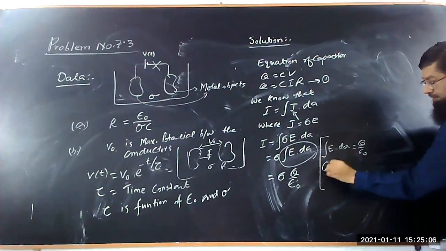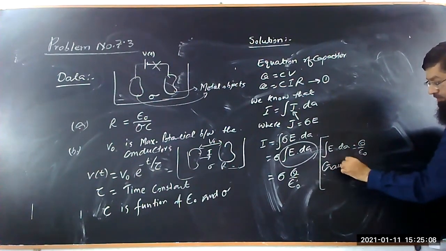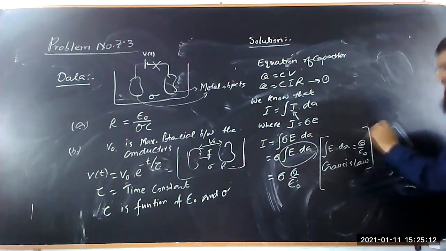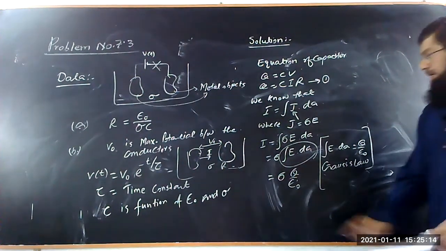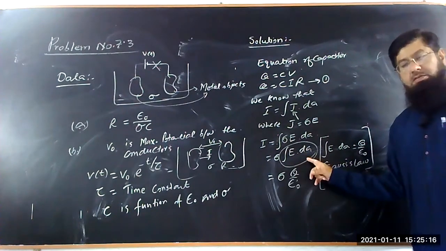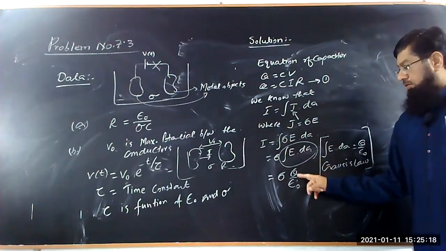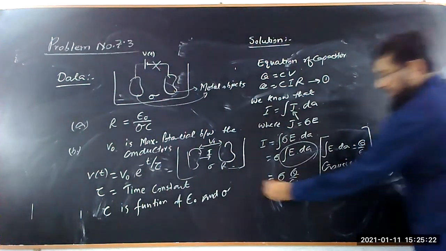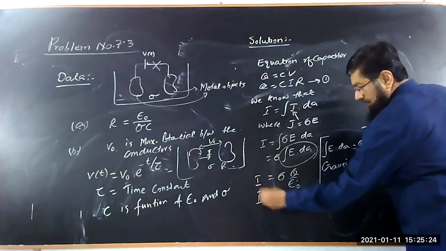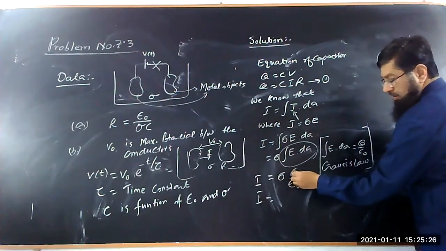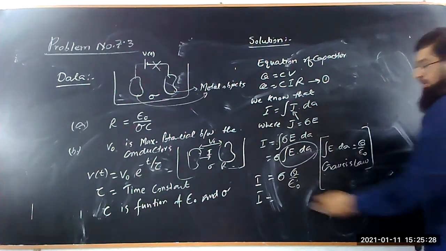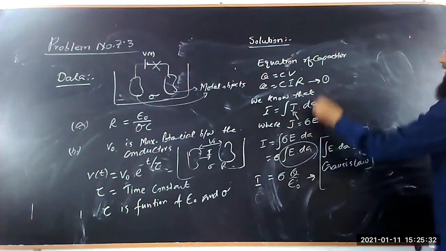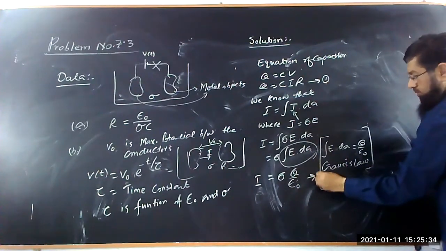This is known as Gauss's law. The electric lines of force passing through the surface is equal to Q upon epsilon naught. So here I is equal to sigma Q upon epsilon naught. Let's call this equation number 2.